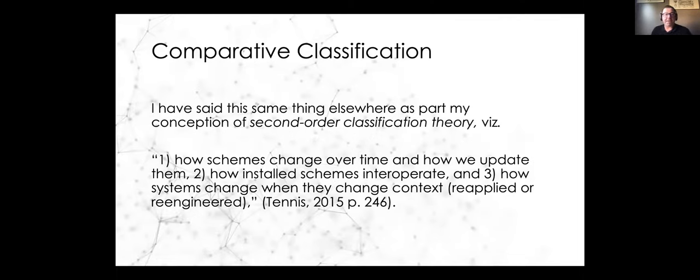Now, I've said this particular thing elsewhere as part of my conception of what I consider second order classification theory. First order classification theory to me is how do you build a scheme? So what are the things we need to build a useful or good classification? And second order is what do we do once it's built? What do we do with it as time goes on? What do we do with it when we need to have it interact with other kinds of systems and contexts, et cetera?